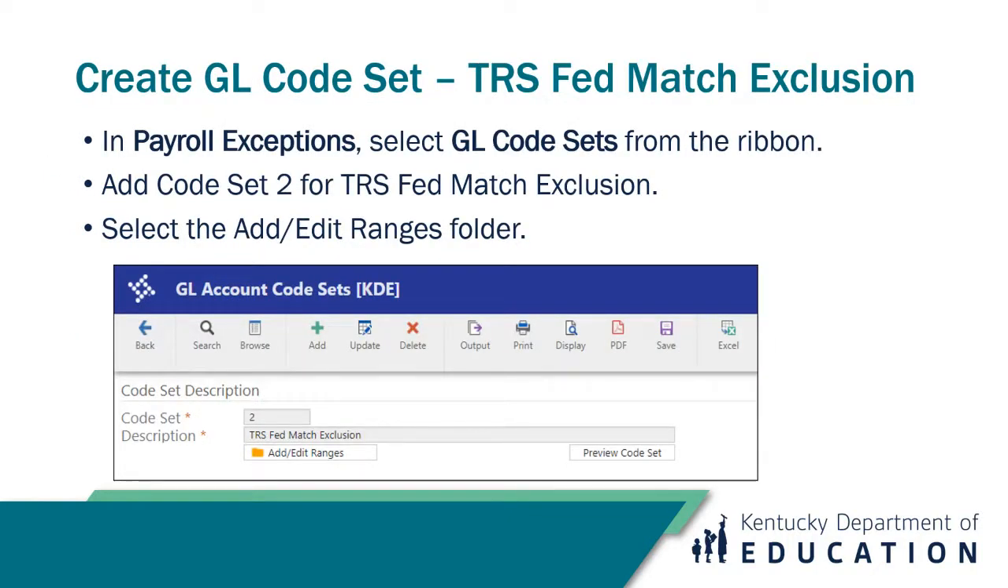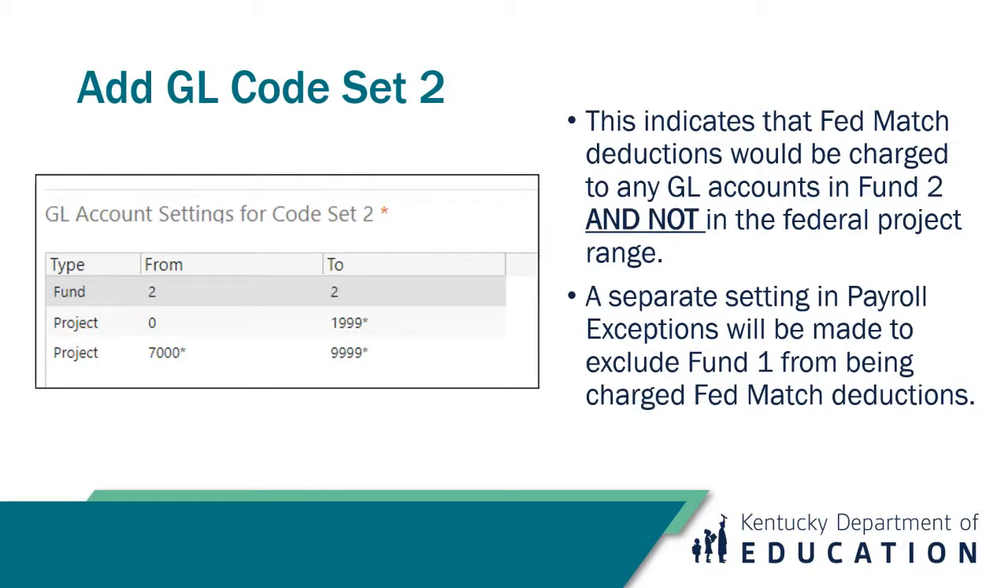The next is setting up GL code set 2. You'll select Add, enter 2. The description would be TRS FedMatch exclusion. Select the Add or Edit Ranges button. And from there, you're going to add GL code set 2, which is Fund 2, and Project 0 to the 1999 star and the 7,000 to 9999 star. And this indicates that FedMatch deductions would be charged to any GL account in Fund 2 and not in the federal project range, because the federal project range is not there.